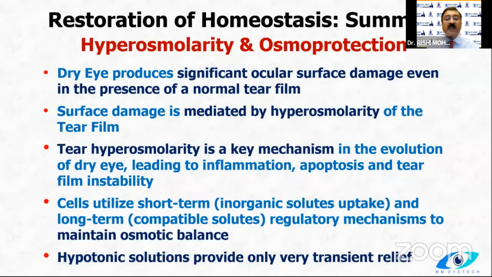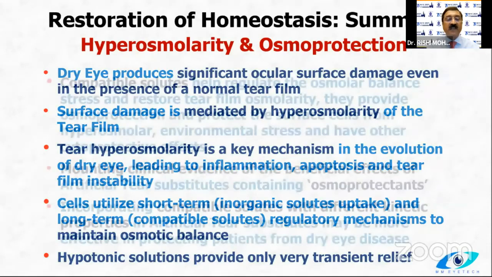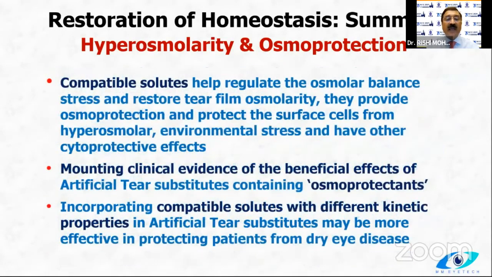So in summary, dry eye produces significant ocular surface damage mediated by hyperosmolarity, which is a key mechanism in the evolution of dry eye, and cells utilize short and long-term regulatory mechanisms to maintain the osmotic balance. Hypotonic solutions provide only very transient relief. So compatible solutes, if they are provided in these tear formulations that we have, help regulate the osmolar balance, reduce the stress, and restore the homeostasis and the tear film osmolarity. So incorporating compatible solutes with different kinetic properties in artificial tear substitutes may be more effective in protecting our patients.